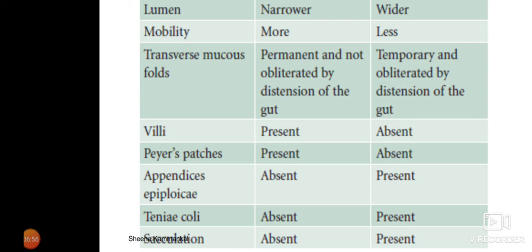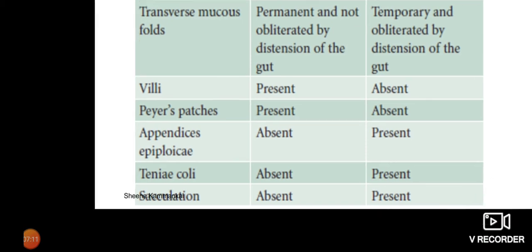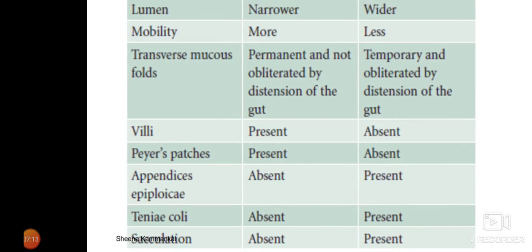Appendices epiploicae. As I have already discussed, appendices epiploicae are small peritoneal bags filled with fat, hanging from the large intestine. This feature is present only in the large intestine, which is absent in the small. Taenia coli is the tapeworm-like elongated longitudinal muscle cord present in the large intestine. This is a characteristic feature of the large intestine, not present in the small intestine.